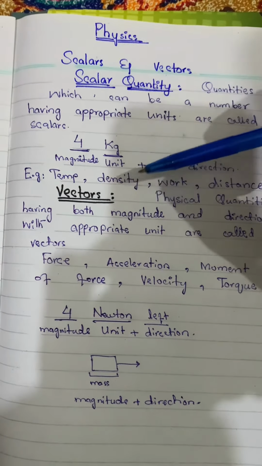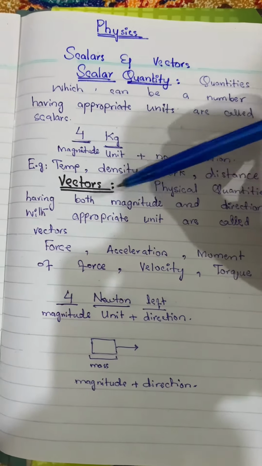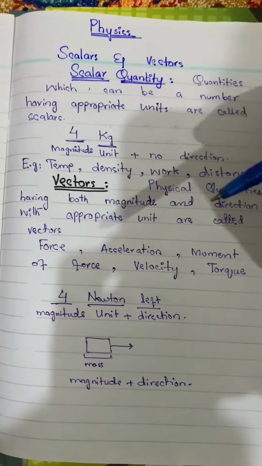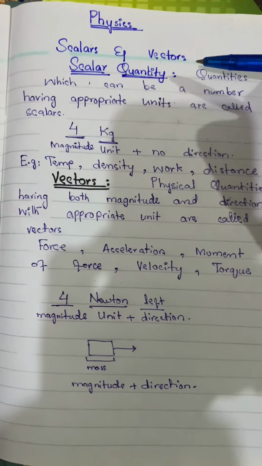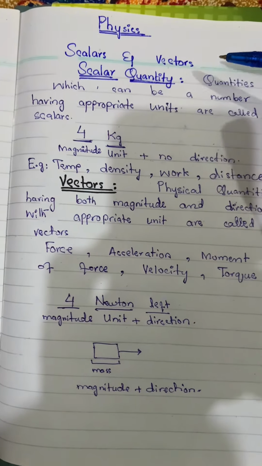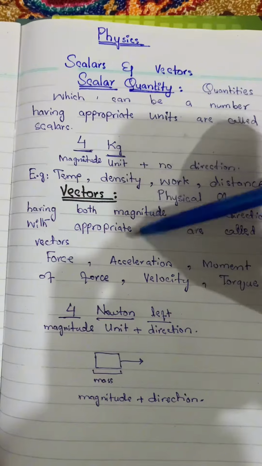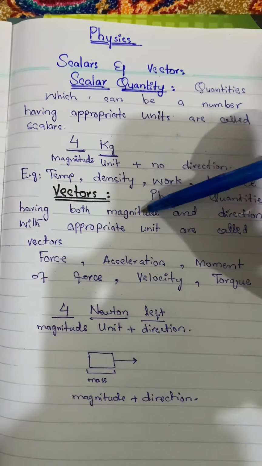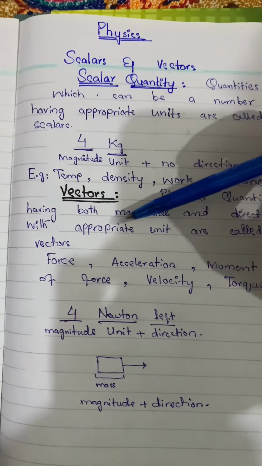Now let's talk about the vector quantities. Let's come on to the vectors. Those physical quantities which have both magnitude and direction with appropriate units are called vectors, or we can say vector quantities. Previously we were discussing only magnitude and unit, with no direction, but now in vector form we will always be discussing the direction together as well.